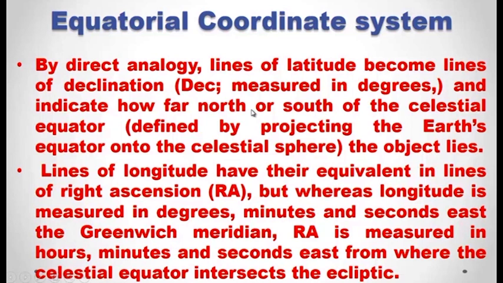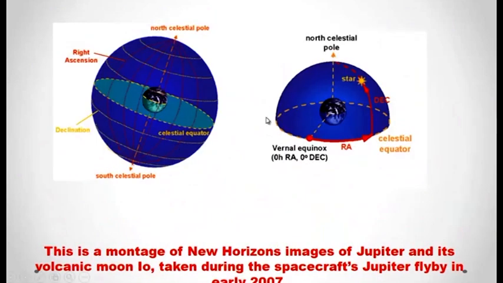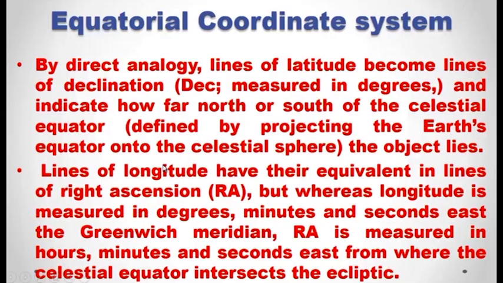Now, this declination is measured in degrees and it indicates how far north or how far south of the celestial equator the celestial object is. So, if you are locating a celestial object somewhere here, how far north it is from the celestial equator. Suppose you have a celestial object here, how far south the celestial object is from the celestial equator. This is what declination denotes.